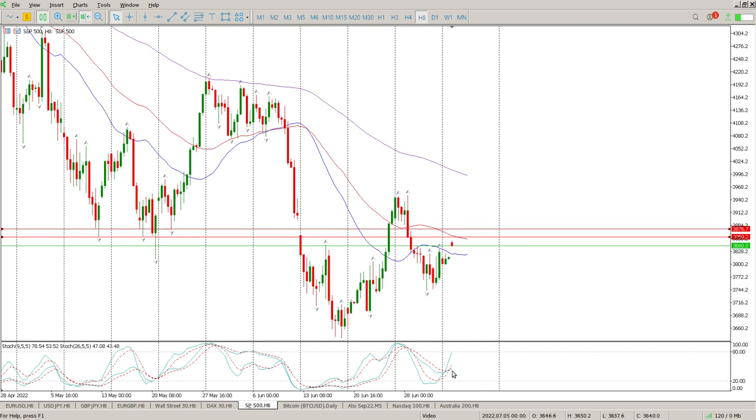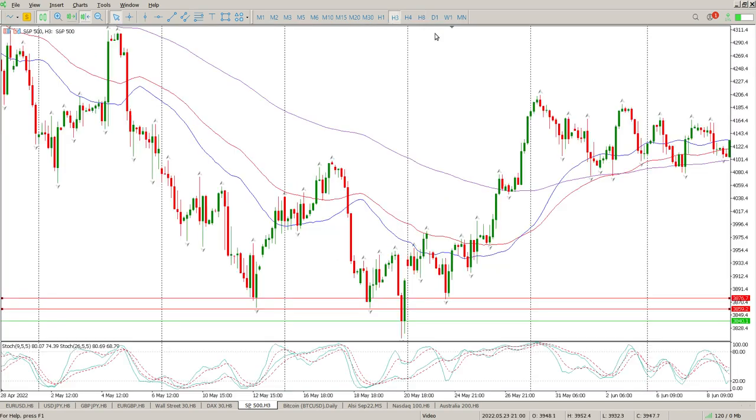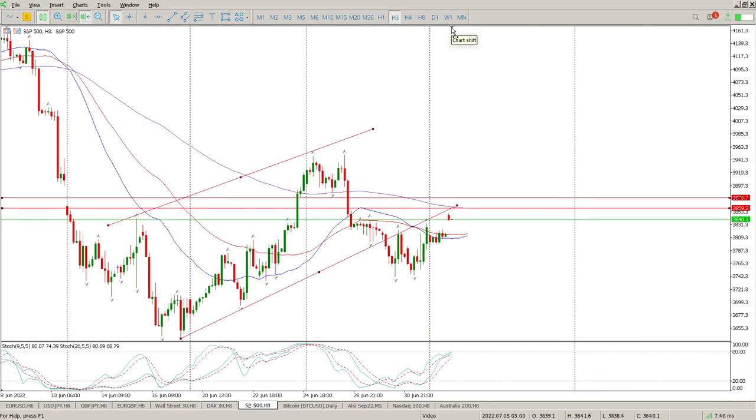Oscillators at the moment pointing up, crossed over, but I think what we do have here, to be quite honest, is a break and retest of a flag, or a channel, should I rather say. More of a channel than a flag, but anyway, doesn't matter. They are pointing towards each other. Consolidation flag of sorts. I think that's the key thing here.